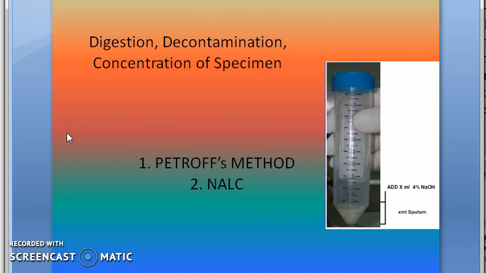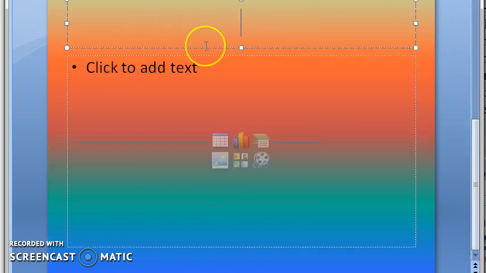We have seen tuberculosis lab diagnosis, right? In that, after collection of the specimen, that is the sputum, this procedure has to be done: digestion, decontamination, and concentration of the specimen. So you will have to digest the specimen, decontaminate it and concentrate it. For this you can use two methods: Petroff's method or NALC method. Two methods are available, but first let us try to understand what we are trying to achieve.